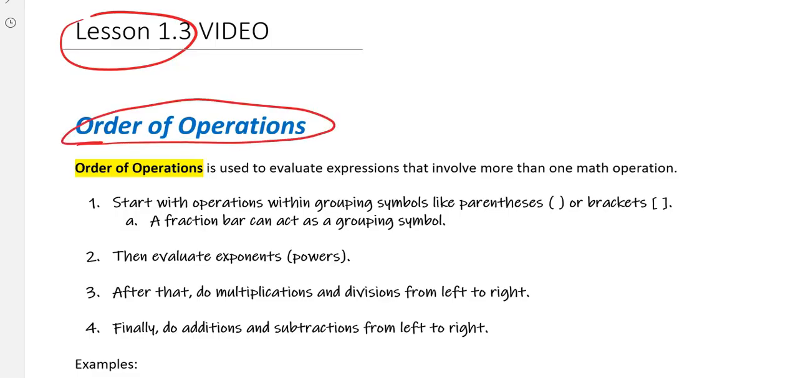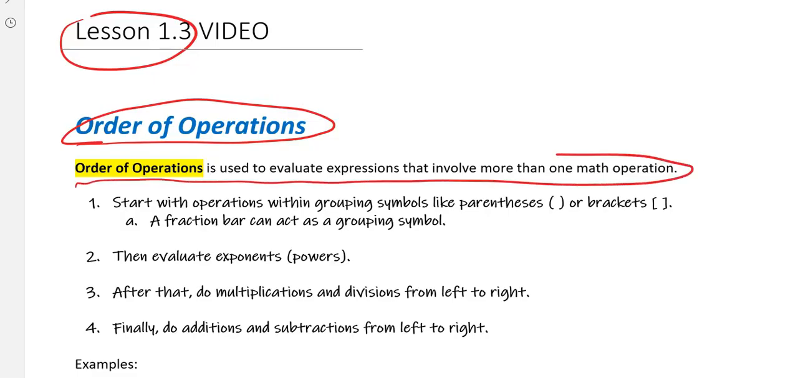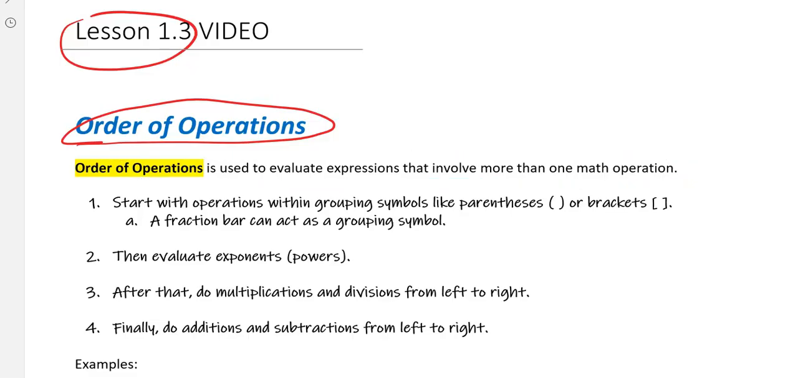Now, a lot of people mistakenly think that everything happens from left to right, just like how you read. But in math, if there are different operations like adding, subtracting, multiplying, dividing, there might be exponents, things like that, there's a certain order that you have to follow to make sure that you get the correct answer whenever you're evaluating an expression. So we use it to evaluate expressions that involve more than one math operation. You have to do them in the correct order. So please make sure that you write this down.